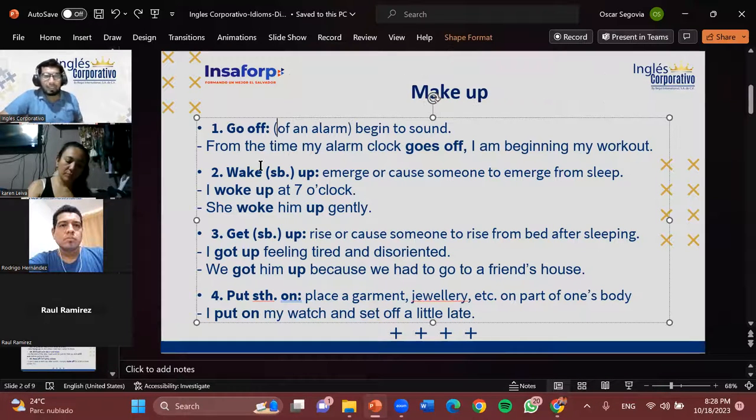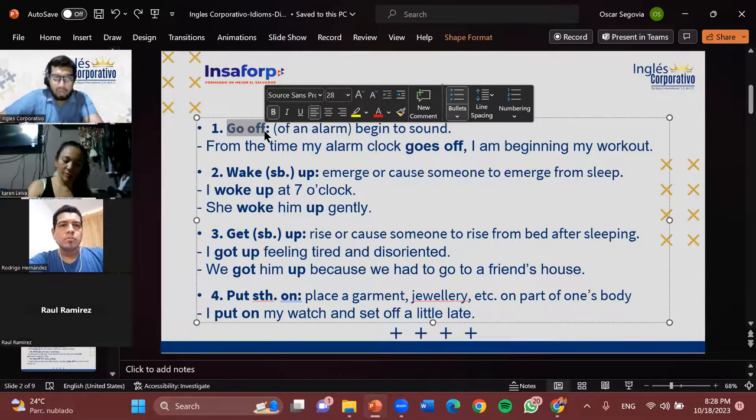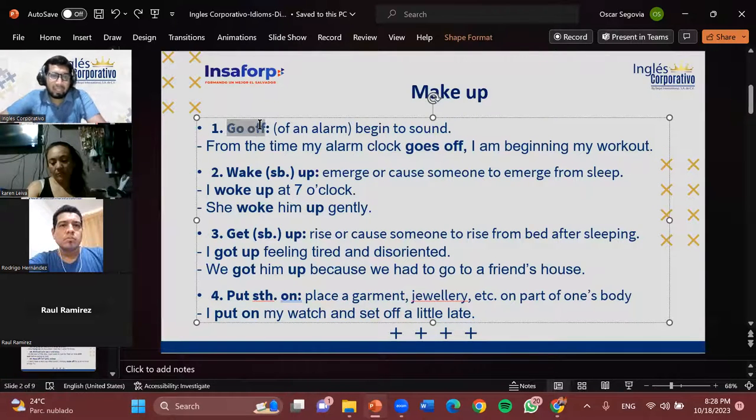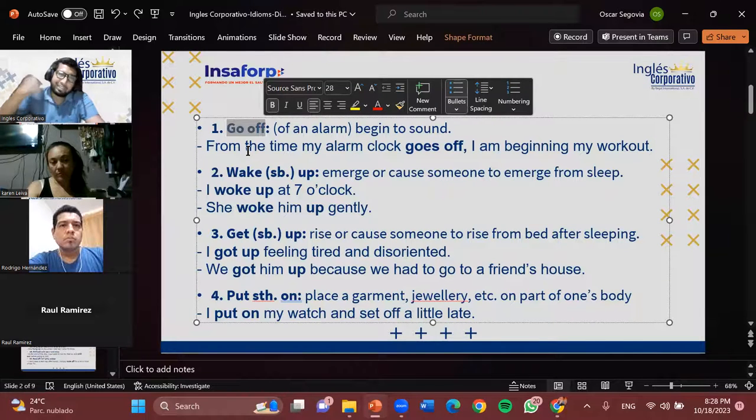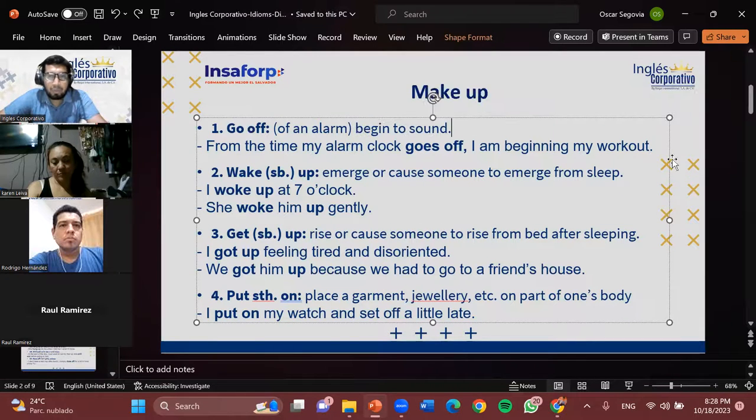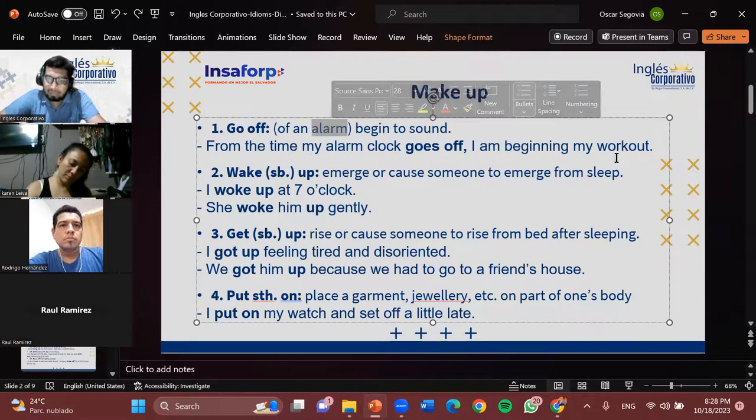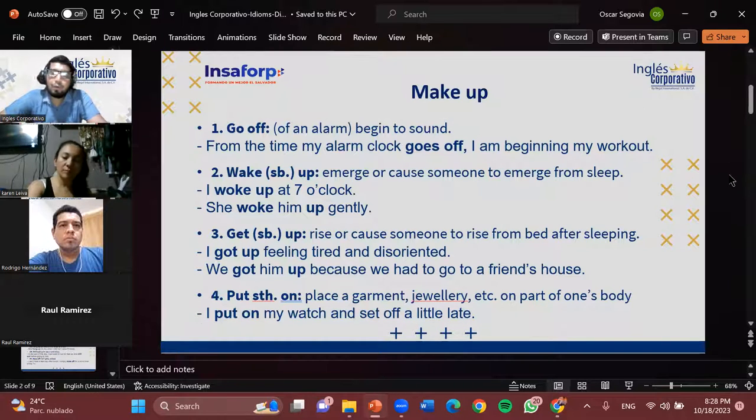Now, we have the first one, go off, okay? To go off doesn't necessarily mean to go and turn off. It's going to mean to begin to sound. So going off is normally used for alarms. It can also be used for bombs, and for things that simply activate all of a sudden. But the main way in which we're going to use go off is with alarms. When an alarm starts sounding or begins to sound, that means that it went off.